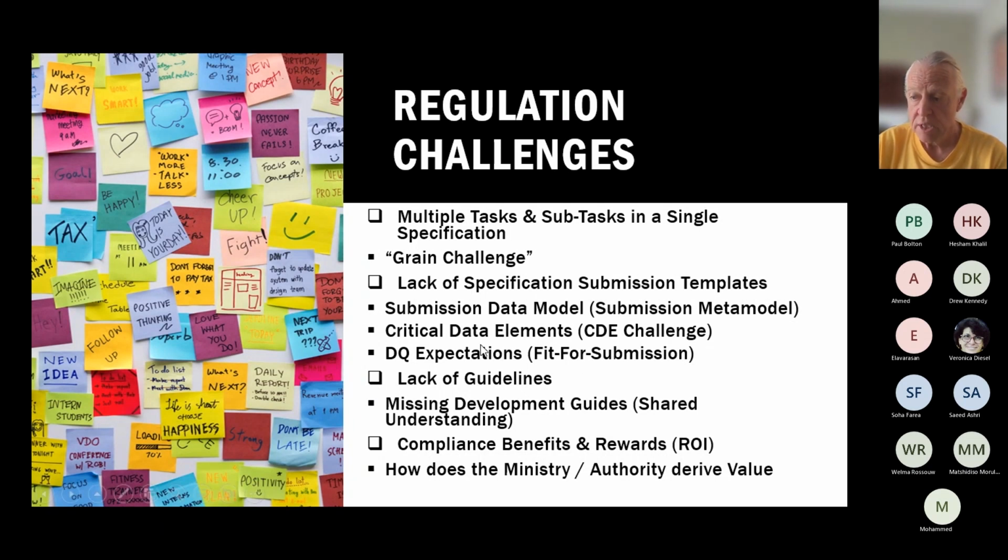We also don't have critical data elements because we don't have a template. What is the absolute minimum that you need to produce? And then again, we also don't have data quality expectations. So how do we define and how do we agree what's fit for submission?